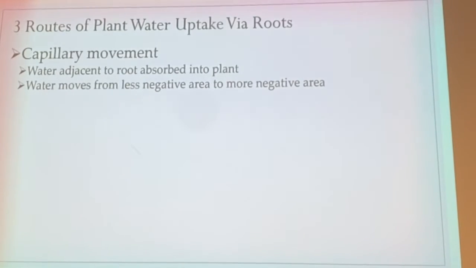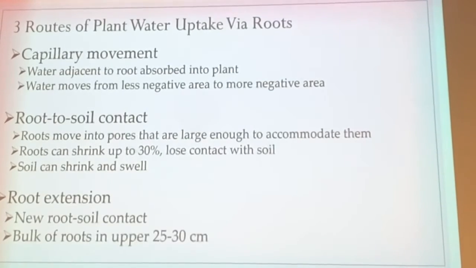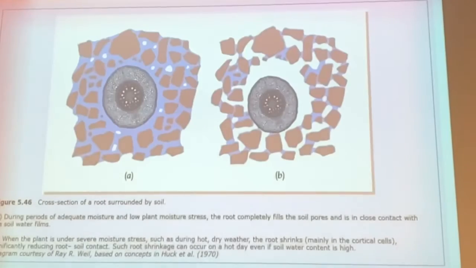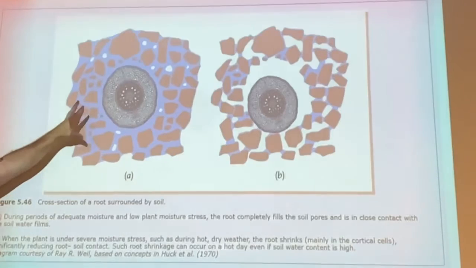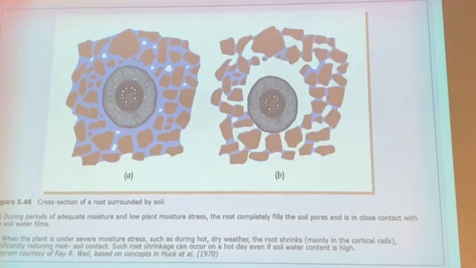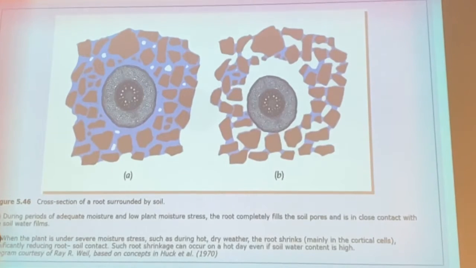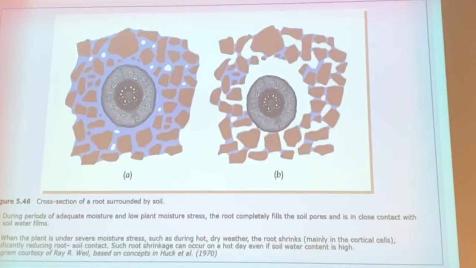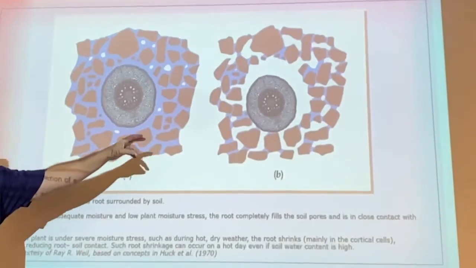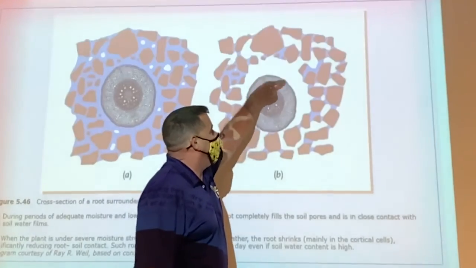All right, so we left off here talking about the 3 different ways that water can be taken up by the root. We had that capillary movement, the root to soil contact, and root extension. And remember that we said that when water's there, it's gonna kind of fill out just like you would a sponge, but as the sponge or the root starts to dry, that water starts to move away from the root, there will be a little area like a cavity, where the water will not be in contact with the root anymore.